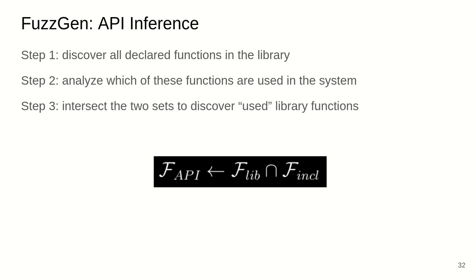The first step is to infer the necessary API. So we discover all the declared functions in the library by parsing the header files. Then we analyze which of these functions are used in the system by looking at a set of target programs. And then we intersect the two sets to discover the used library functions. Anything that is exported by the library and is actually used in a program that is not the library itself is considered part of the exported library functionality.